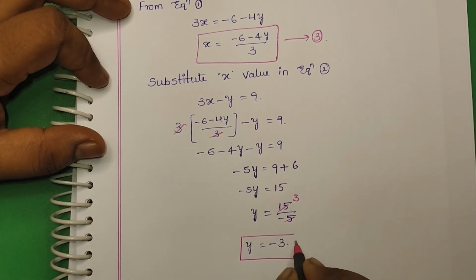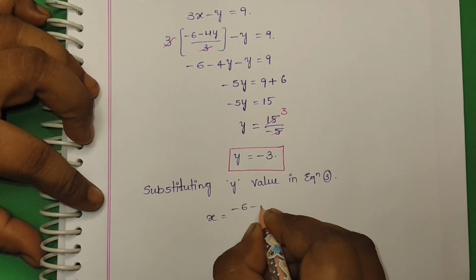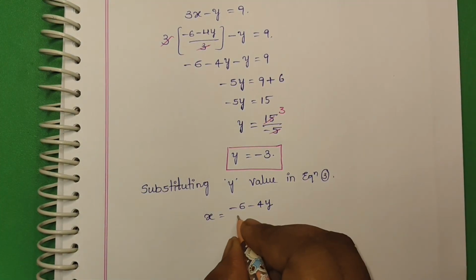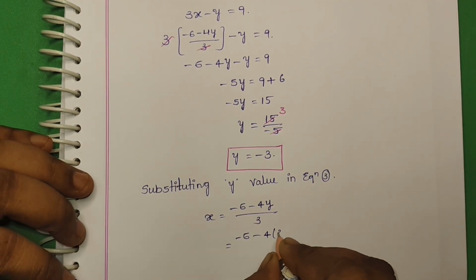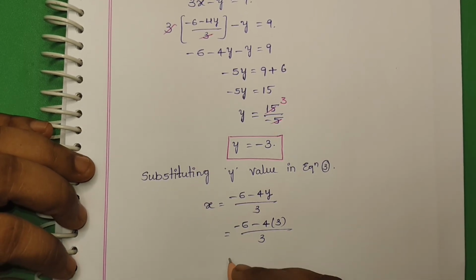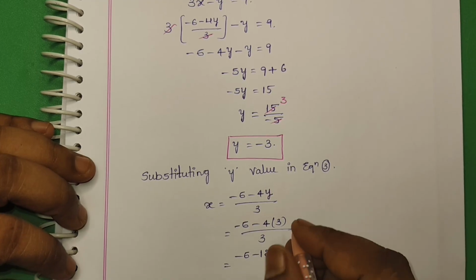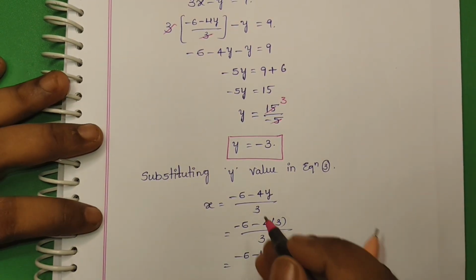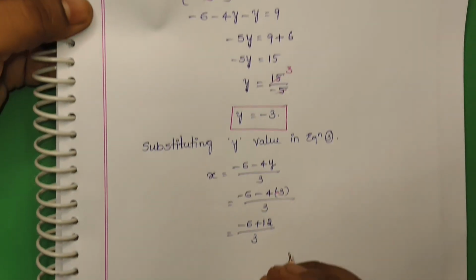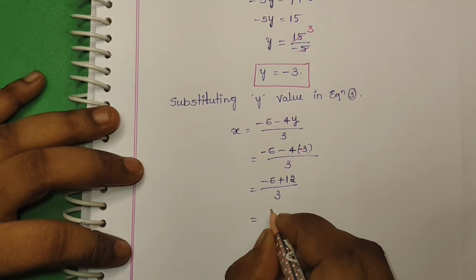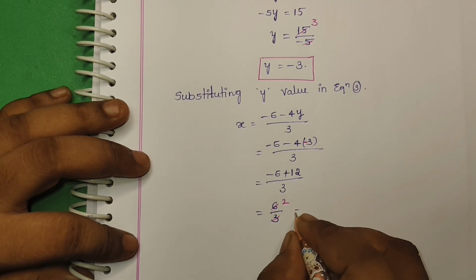So we want the x value and y value. Already the y value is there, so we have to substitute the y value in equation number 3. That equation number 3 is x is equal to minus 6 minus 4y by 3. So in the place of y, we replace the y value, y is equal to minus 3. Minus 6 minus 4 into minus 3. Here we forgot the negative sign. Don't make this type of mistake while calculating. Be conscious. Minus into minus is plus. Minus 6 plus 12 by 3. 12 minus 6, 6 by 3. 3 in the 6, 2 times. So x is equal to 2.